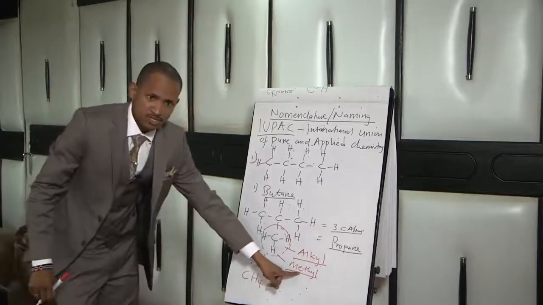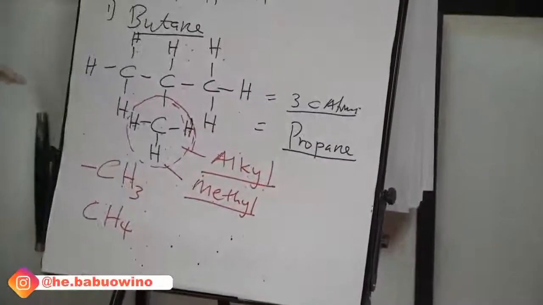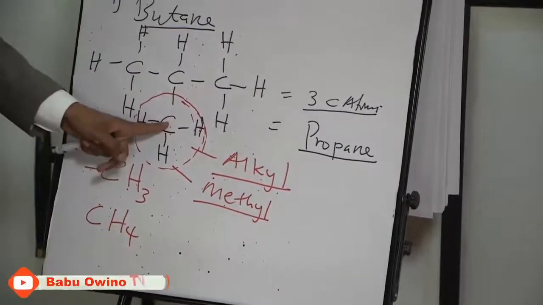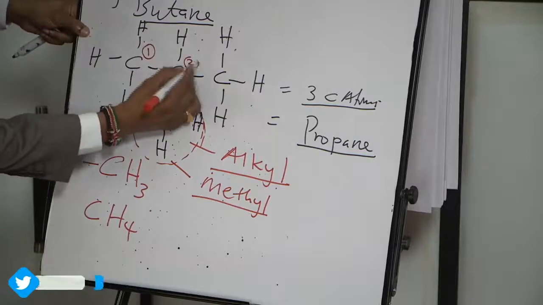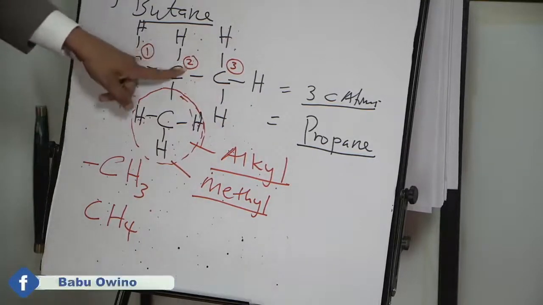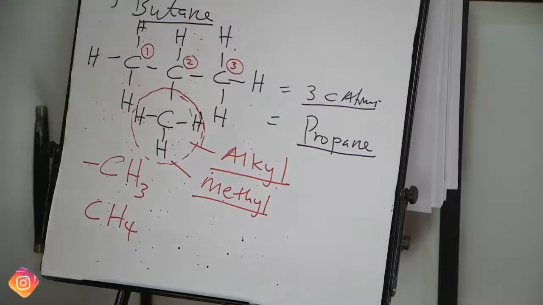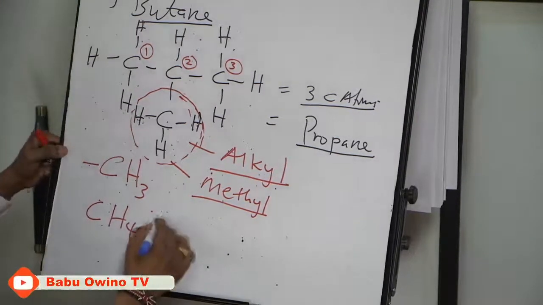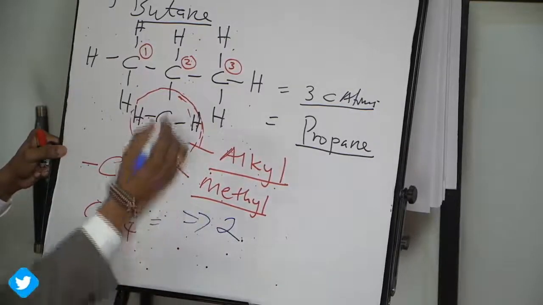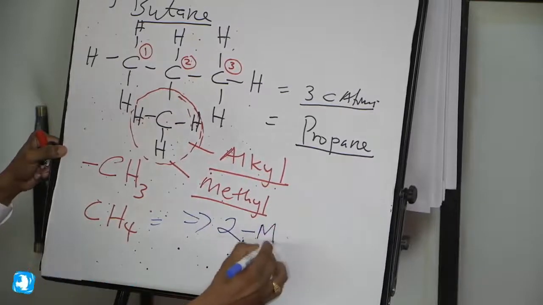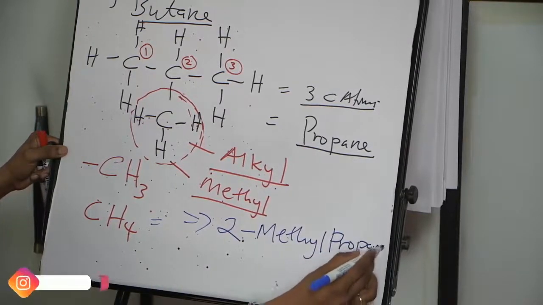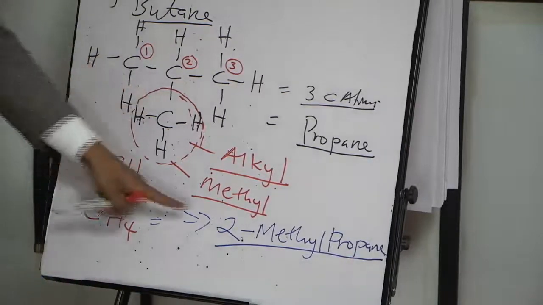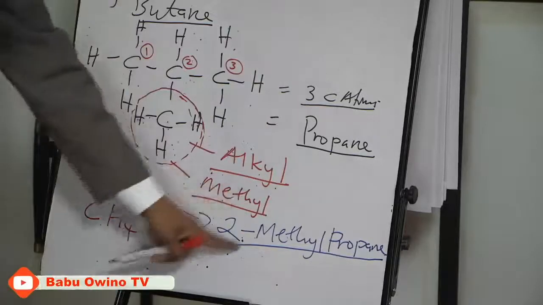After identifying the branch, the next thing we ask ourselves is: this branch lies on which carbon atom, on what number of the longest continuous chain? So we have number 1, number 2, number 3. It lies on the second carbon atom along the continuous chain. So you just combine the names. Start with the number, which is 2. Then you go to the alkyl group, which is methyl. Then you join with the parent name, which is propane. So this is called 2-methyl propane. Repeat after me, class. 2-methyl propane.